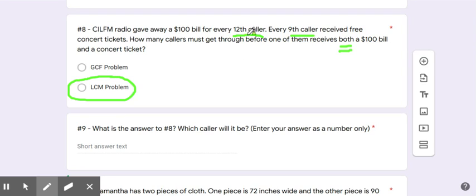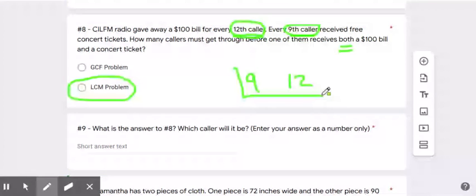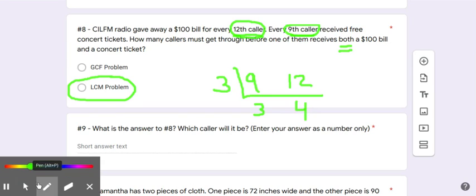And so we want the LCM of 12, because every 12th caller gets a reward, and 9, because every 9th caller gets a reward. So I'm going to write those numbers side by side, 9 and 12, draw an L for ladder, because I'm going to use the ladder method. What's a common factor between 9 and 12? Well, 3 would be, right? Because 3 times 3 is 9, and 3 times 4 is 12. 3 and 4 don't have a common factor other than 1, so I'm done making ladders. If I wanted the GCF, which I don't in this problem, it would be 3, right?